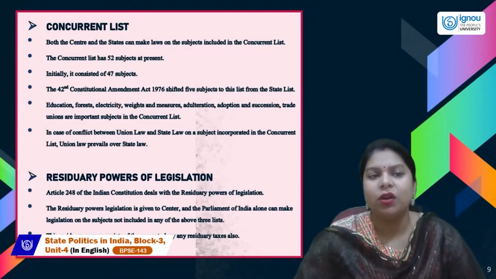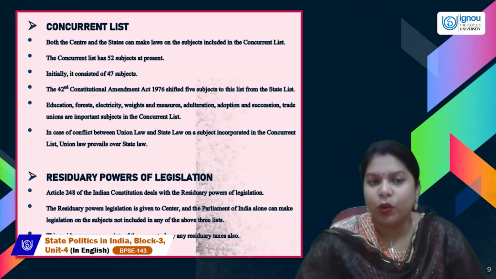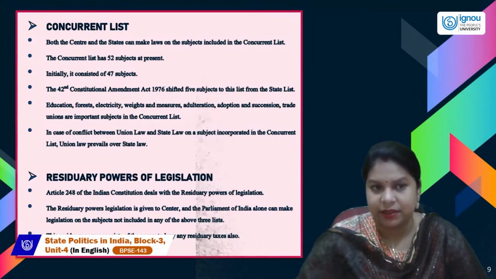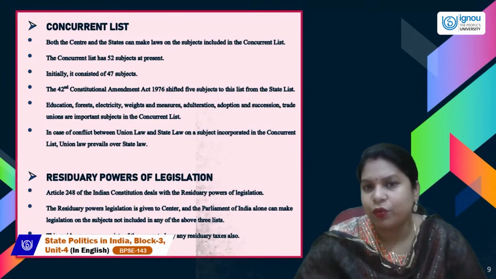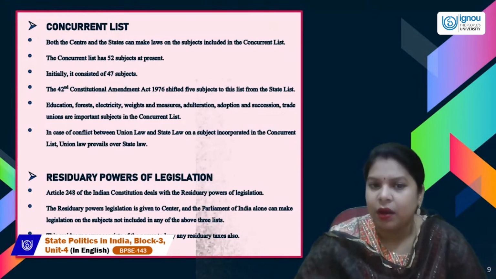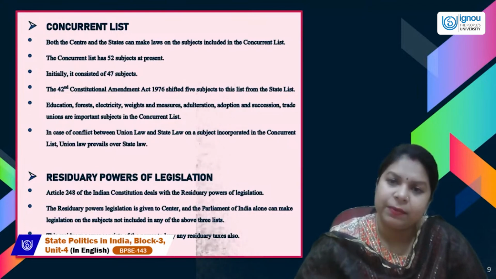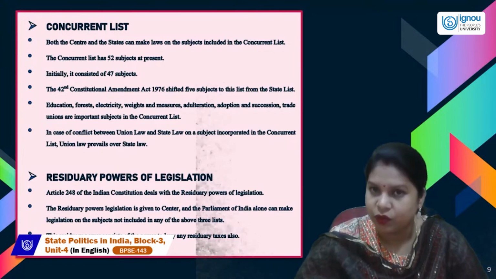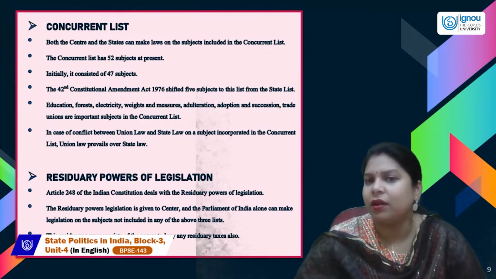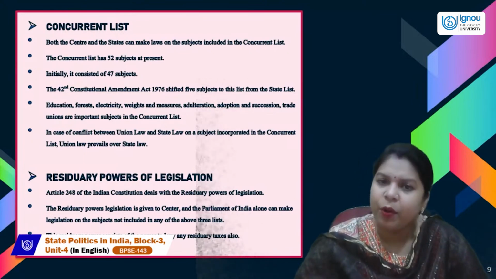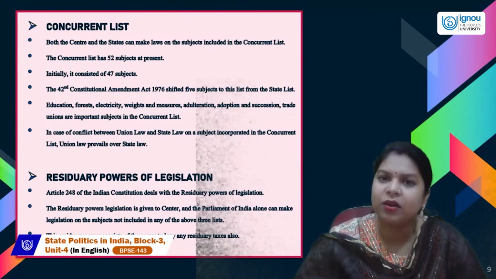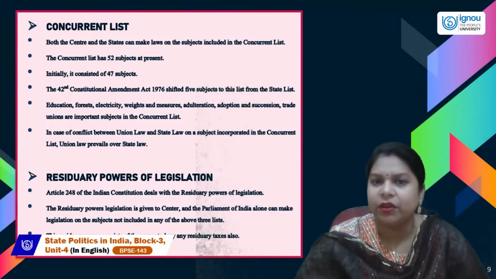Now moving forward to the concurrent list. Both the center and the states can make laws on the subjects included in the concurrent list. So the concurrent list is a list where states and center together can make law on the subjects in this list. At present, the concurrent list has 52 subjects, but initially, when the Constitution of India was framed, there were only 47 subjects. Over a period of time, the number of subjects in the concurrent list increased from 47 to 52.